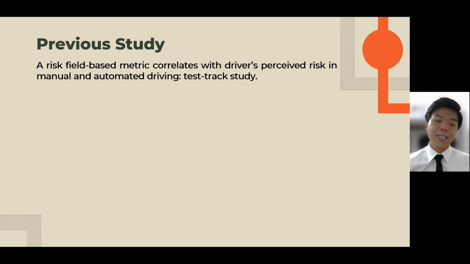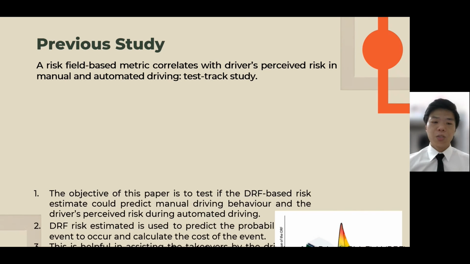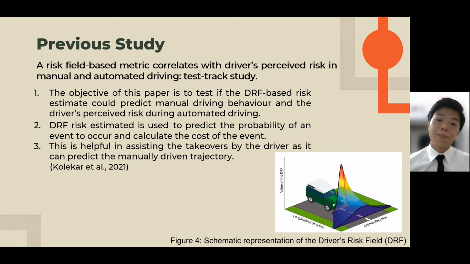So for a previous study, a risk field-based metric correlates with driver perceived risk in manual and automated driving test track study. So the objective of this paper is to test if the DRF-based risk estimate could predict manual driving behavior and the driver perceived risk during automated driving. So DRF, driver risk field risk estimate, is used to predict the probability of an event to occur and calculate the cost of the event.